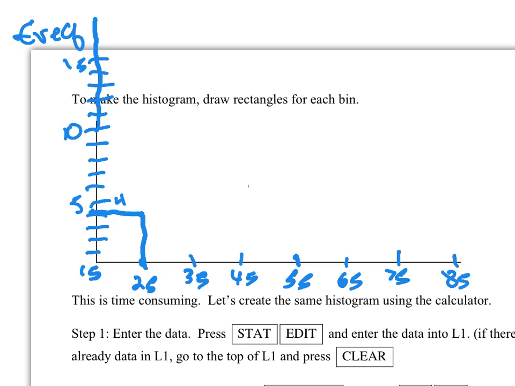How many were in the next bin? So starting at 25, I'll even change the color to show you. Starting at 25, it actually is the 3. I went too far, didn't I? No, it looks okay, 3. And so at the right side, at 35, I go up to 3.